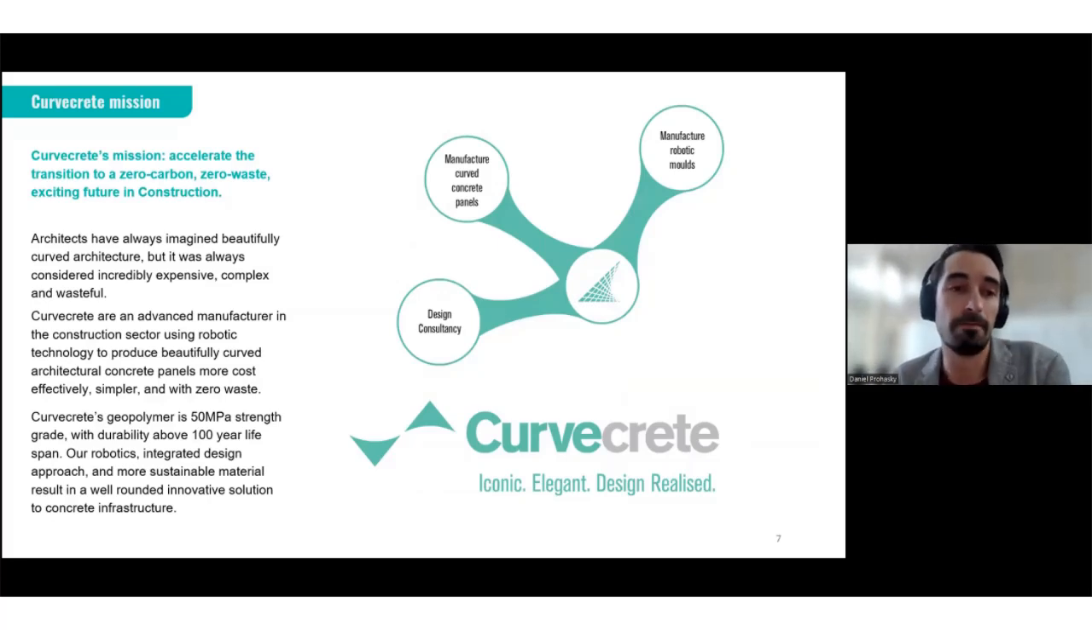What is Curvecrete? Curvecrete is a design consultancy. It's a manufacturer of curved concrete panels, and it's also a manufacturer of robotic molds to form those curved panels. Over the last few years, we've developed a geopolymer concrete, which is a low carbon concrete that is about 70% lower carbon emitting, and we utilize that geopolymer with our robotic system to form this dual approach to how we create sustainable construction products.